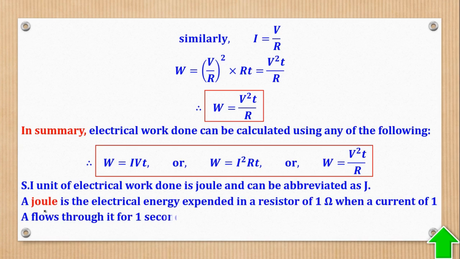A joule, by definition, is the electrical energy expended in a resistor of 1 ohm when a current of 1 ampere flows through it for 1 second. So all the units must be 1: R is 1, I is 1, and T is 1.